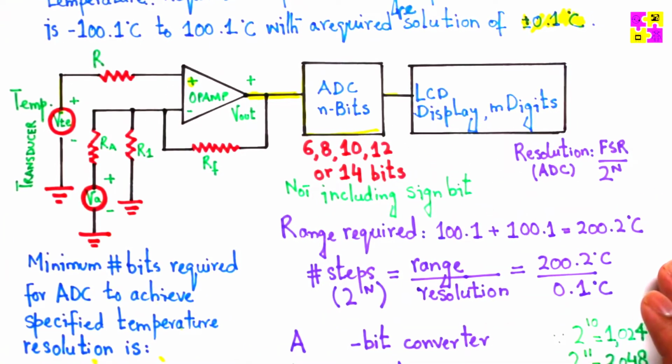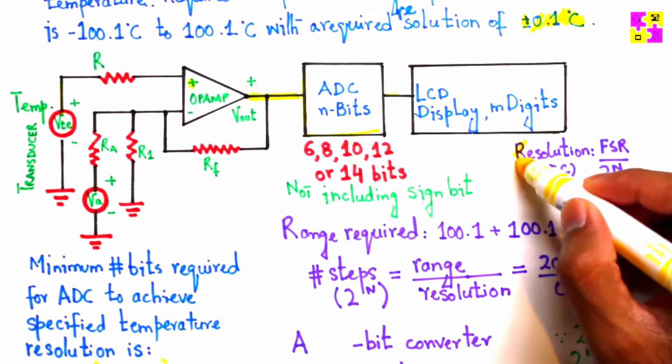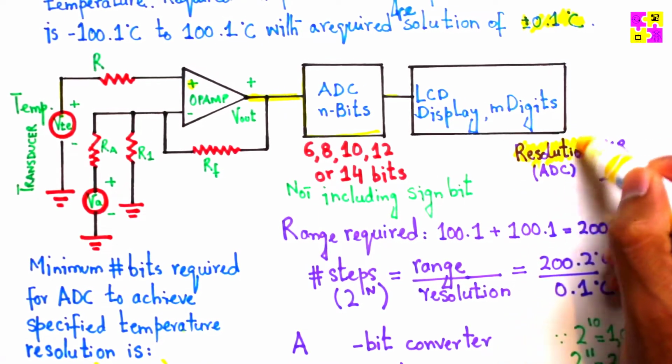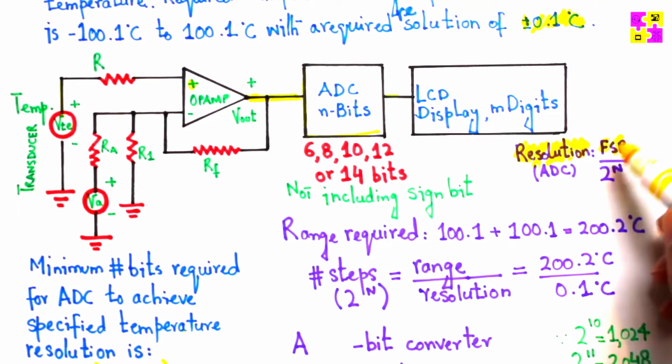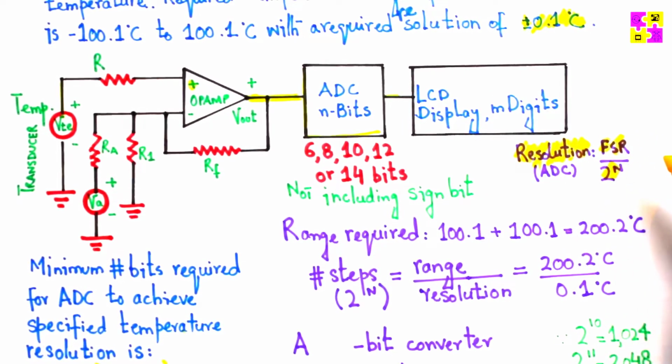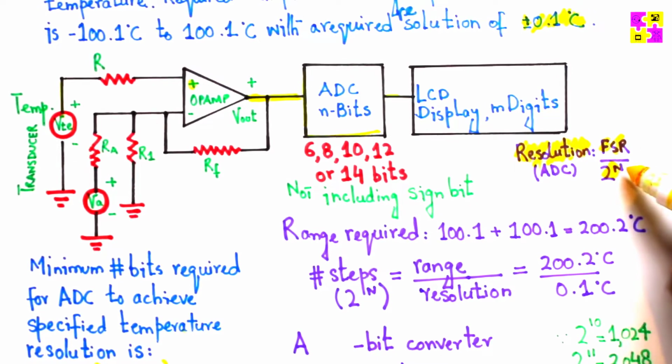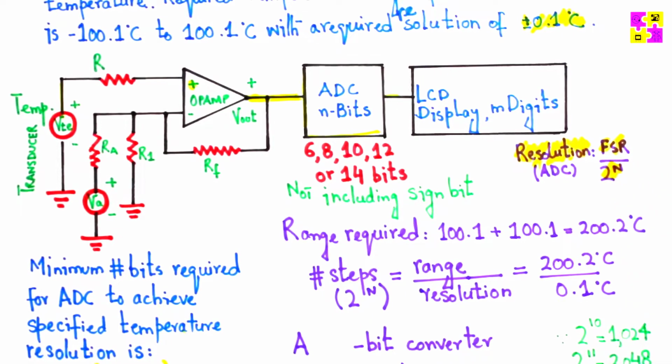So how do we get started? Well, here is again a very famous equation. The resolution is basically a ratio of the full scale range divided by 2 to the power n, correct? Where n is the number of bits. And as you know, that's what we are looking at. We are looking to find out this n, correct?